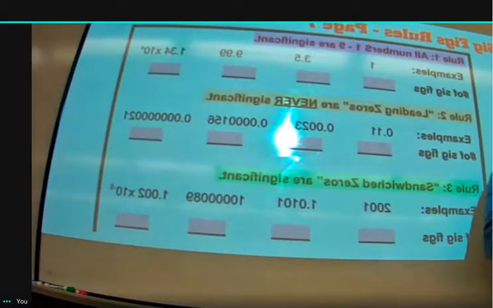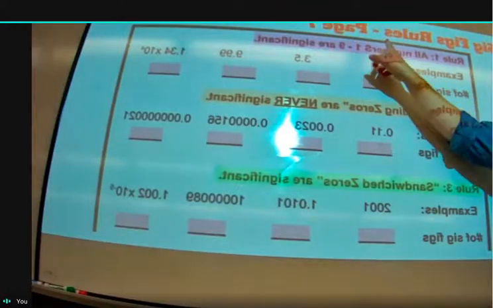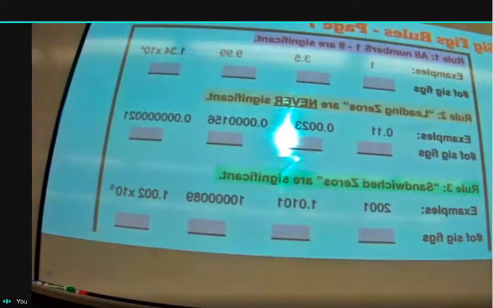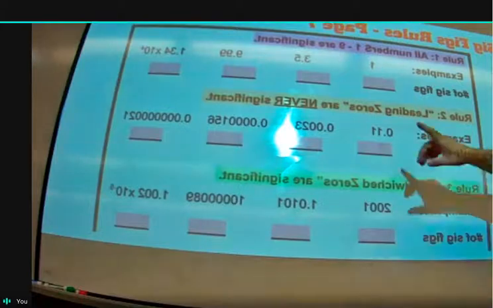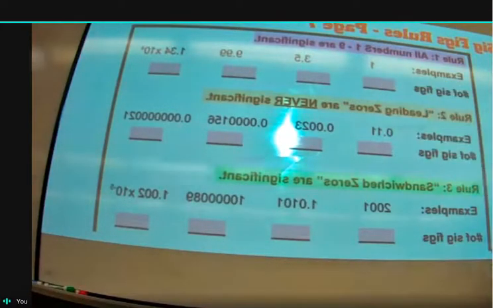There are 5 rules. First one, any digit, any number that you see that's from 1 to 9 always counts as significant. So here's an example. We're determining the number of sig figs for each of these examples. In the box below that number 1, there's 1 digit, and it's not a 0, so there's 1 sig fig. Let's type that in.